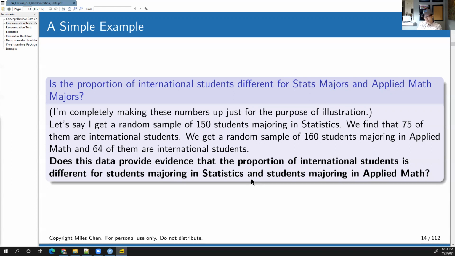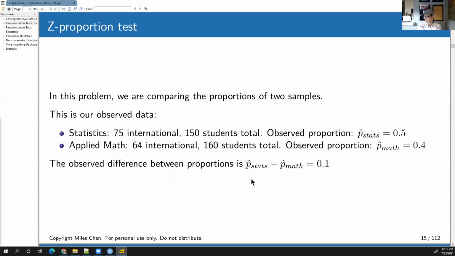And so the question is, does this provide evidence that the proportion of international students is different for students majoring in stats and students majoring in applied math? So again, the key here is we're assuming that these are random samples. Okay, so one way we can compare these, there's a few tests we can do. One is we could do a chi-squared test, but you could also do a z proportion test.